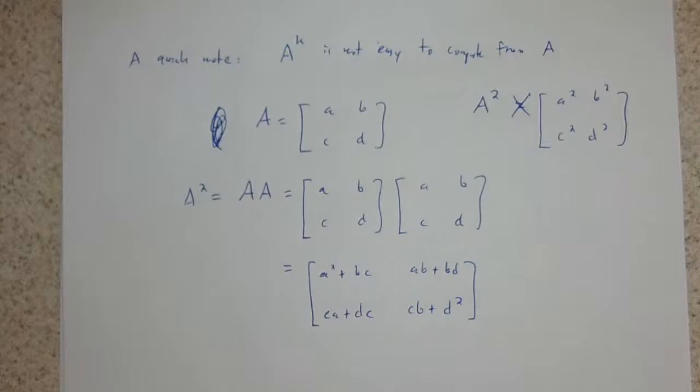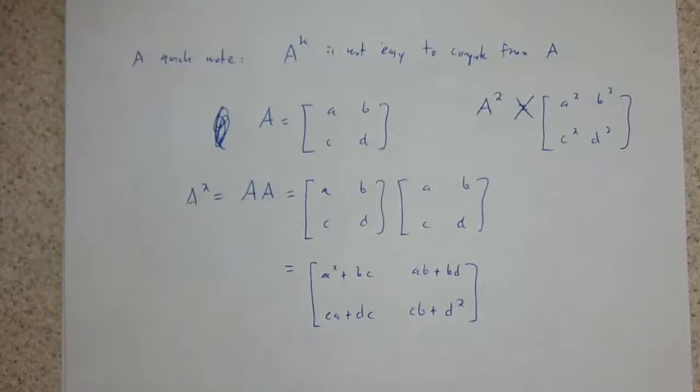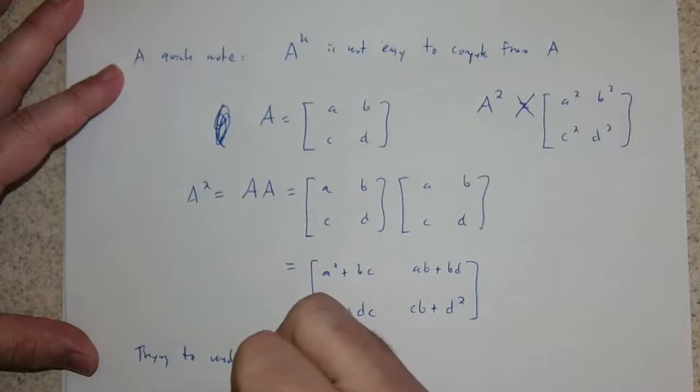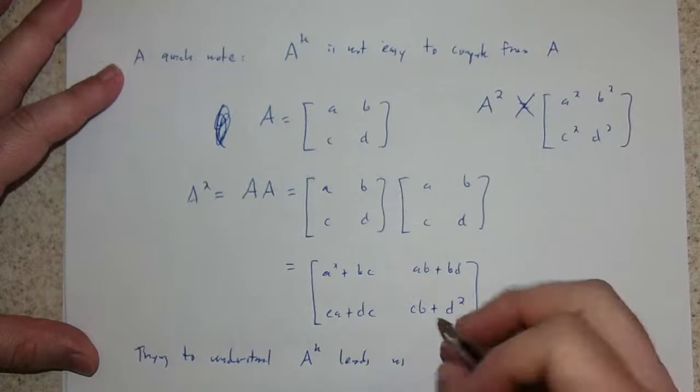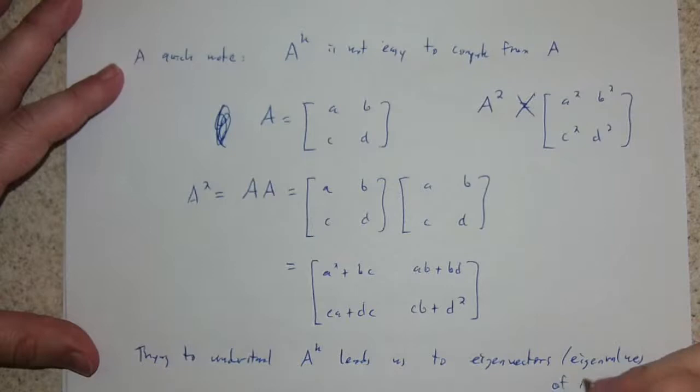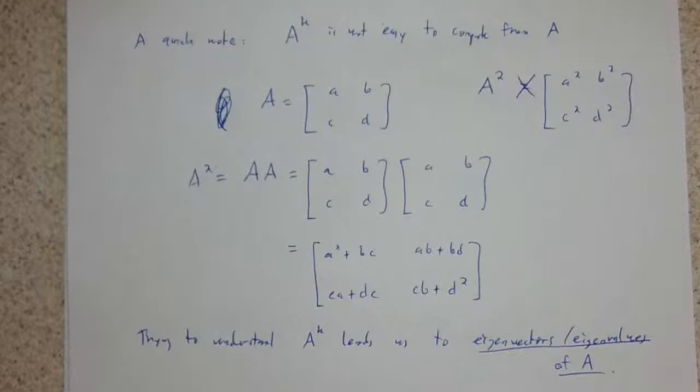All right, so this takes effort. In fact, this is the thing that motivates our development of eigenvalues. Trying to understand A to the K leads us to eigenvalues and eigenvectors. These are going to be the central objects of interest when it comes to eigenmethods. I'll define what this is in just a second. But this is our motivation for developing eigenvectors and eigenvalues.